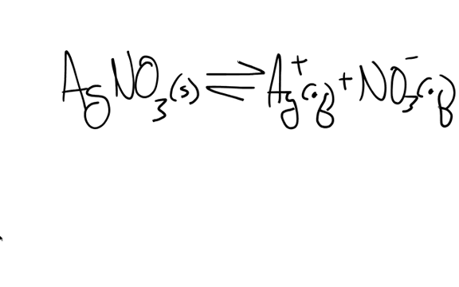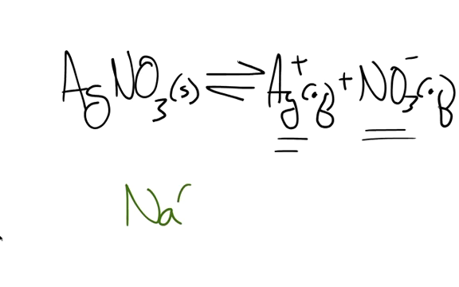So here's something that could be in equilibrium: silver nitrate dissolving into silver ions and nitrate ions. Well, one thing that I know reacts with silver, silver isn't always soluble. It's actually rarely soluble.